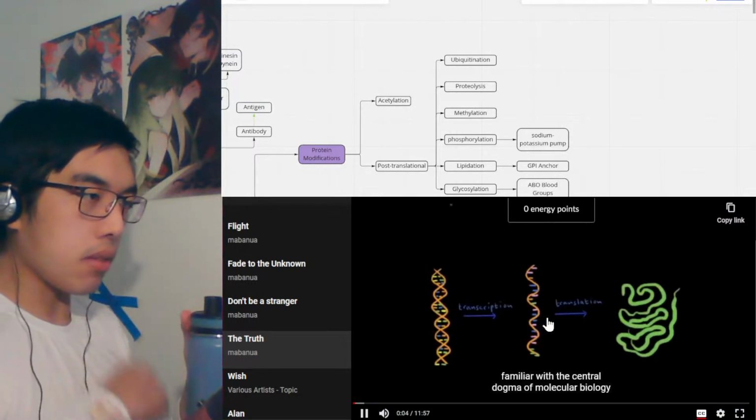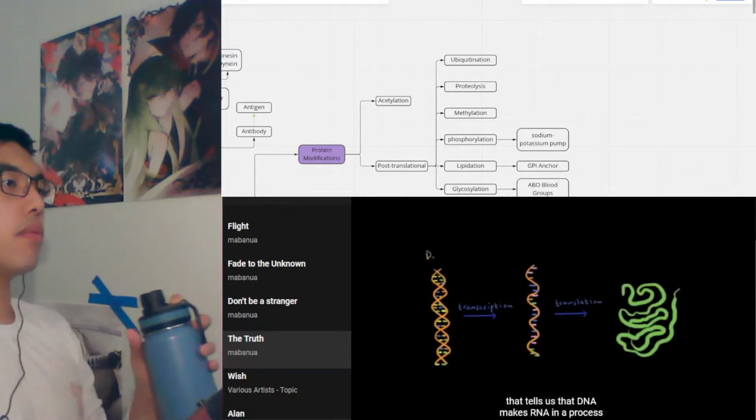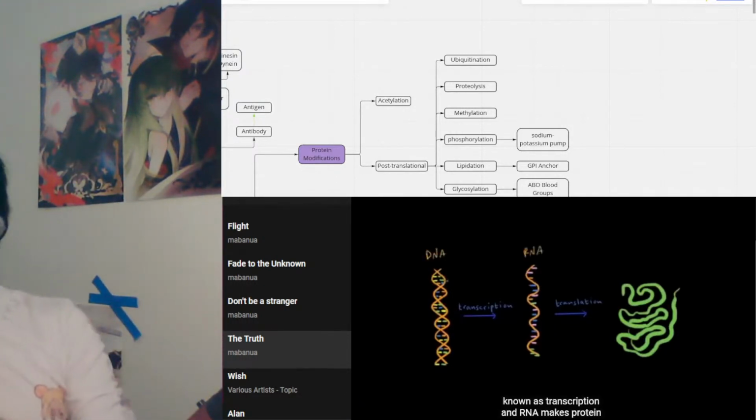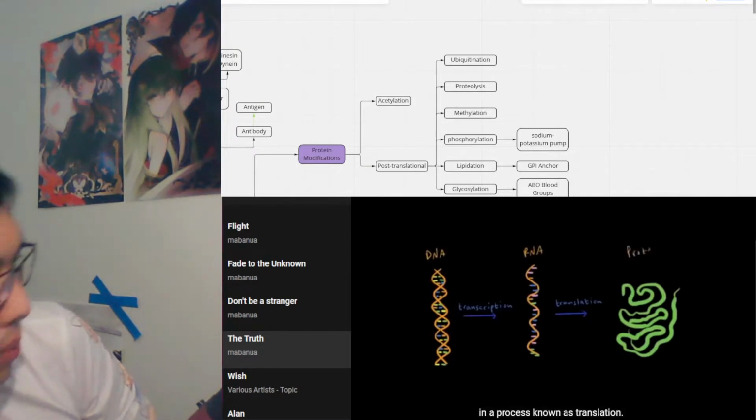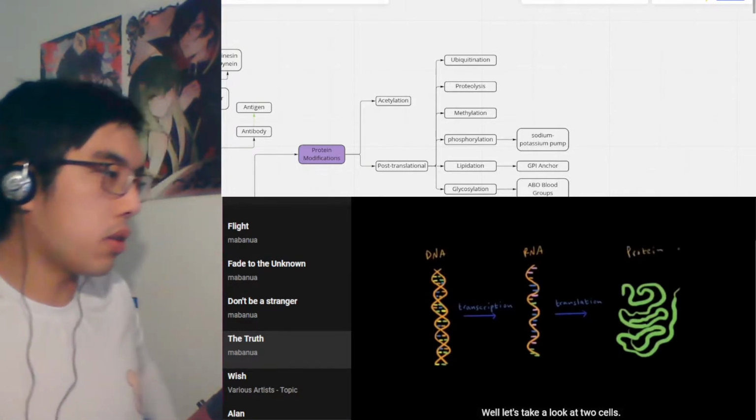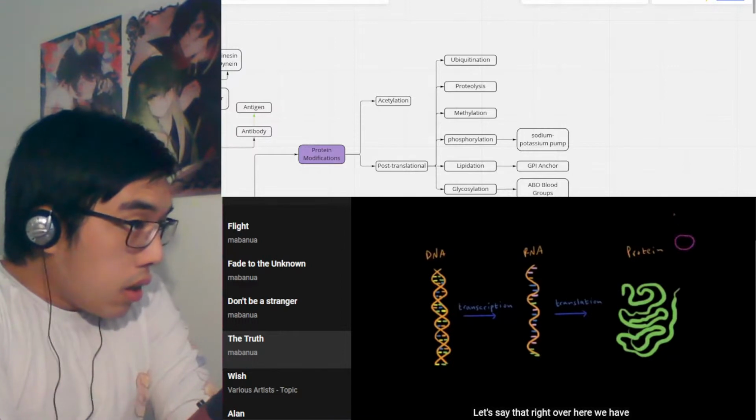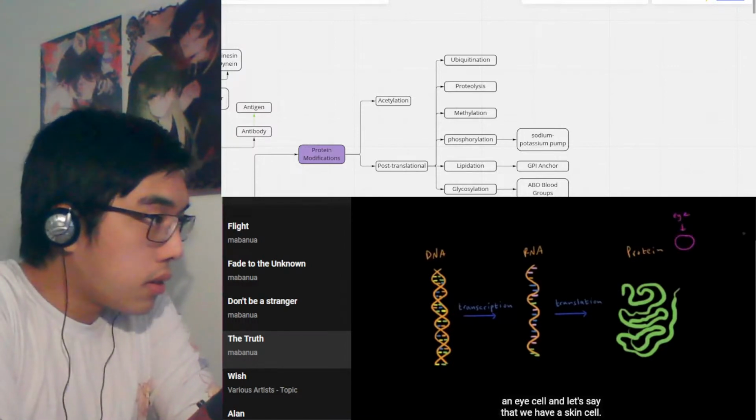So hopefully by now you're familiar with the central dogma of molecular biology that tells us that DNA makes RNA in a process known as transcription, and RNA makes protein in a process known as translation. Let's take a look first at cells. Let's say that right over here we have an eye cell, and let's say that we have a skin cell.